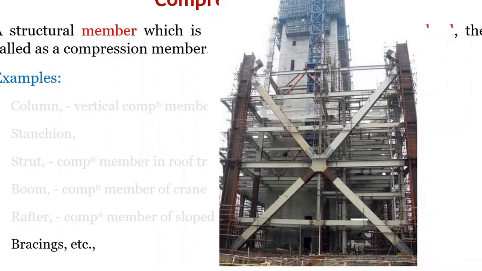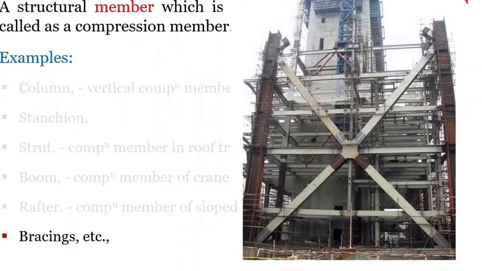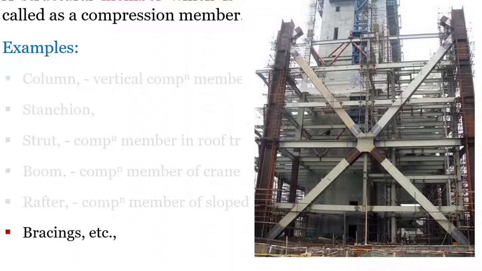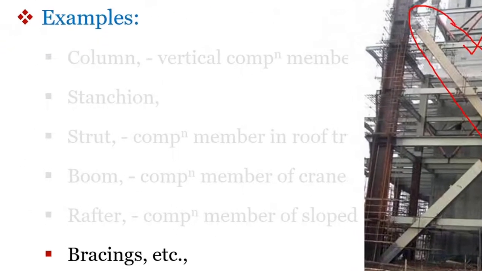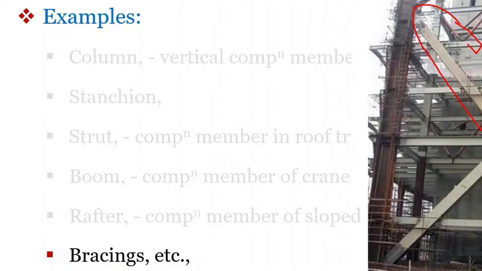Bracings. We have seen this picture even in unit number 2 under the design of tension members. Again, these bracings are either tension or compression members. If it is a compression member, then the design procedure is the same as for the other compression members. These are the common examples of a compression member: first is a column, stanchion, strut, boom, rafter, and bracings.